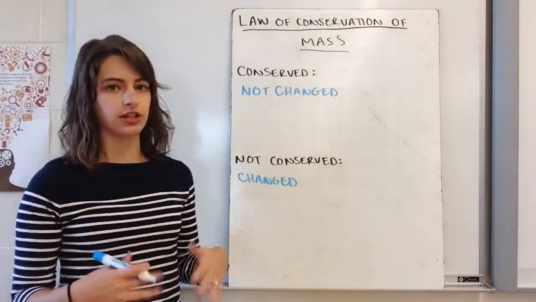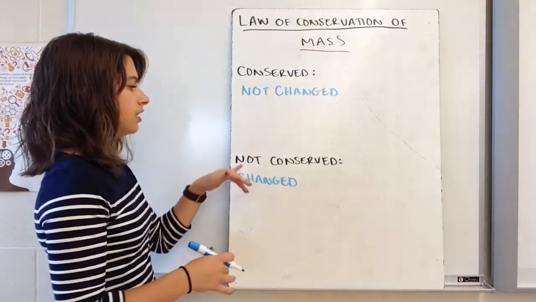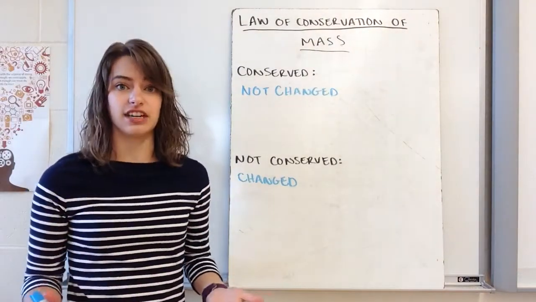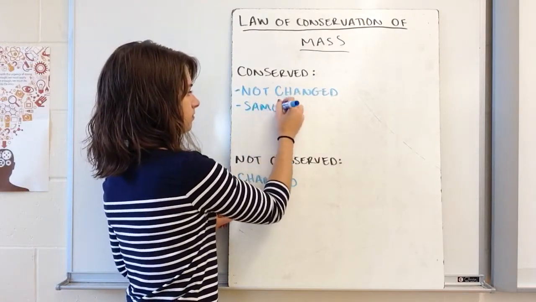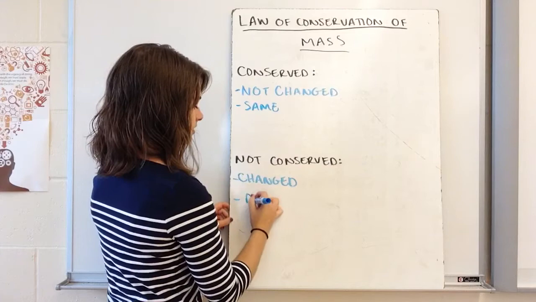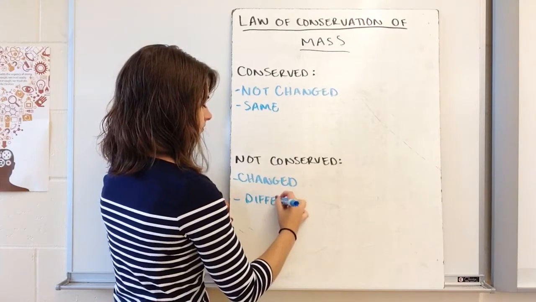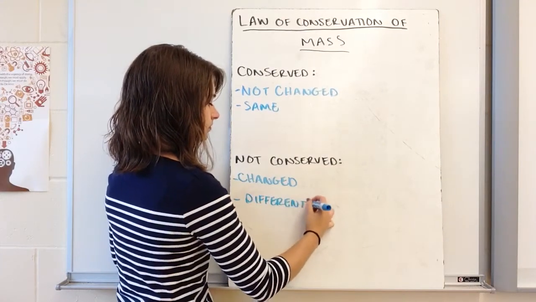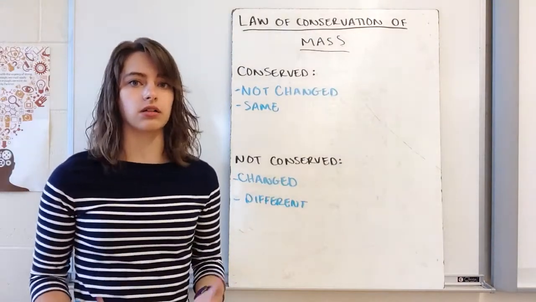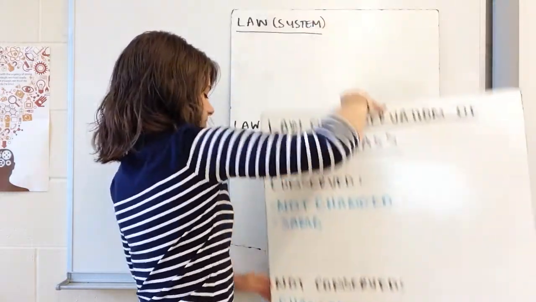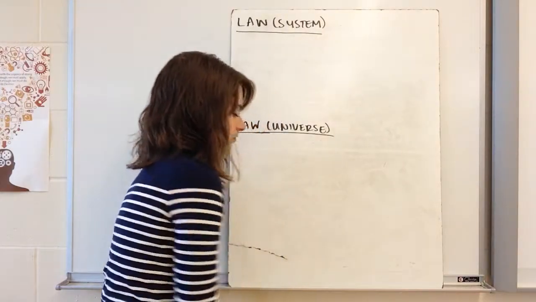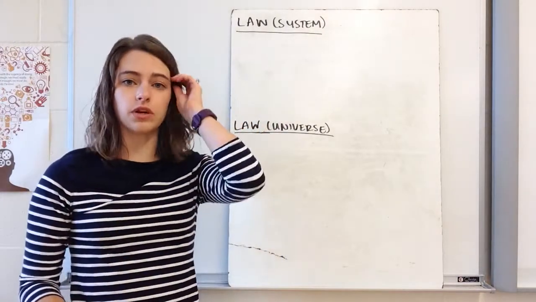So conserved means not changed, it's the same. Not conserved means it's changed, it's different. So this is the same, this is different. So now let's talk about our law of conservation of mass. There are two ways that we're going to word this.